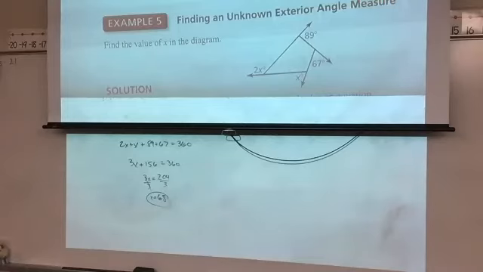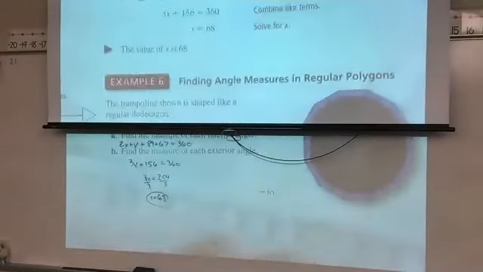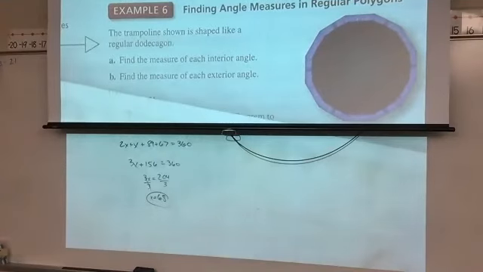All right, now one more question to show you. Previously shown is shaped like a regular dodecagon. We already said that's 12, right? We want to find the measure of each interior and the measure of each exterior. Go ahead.